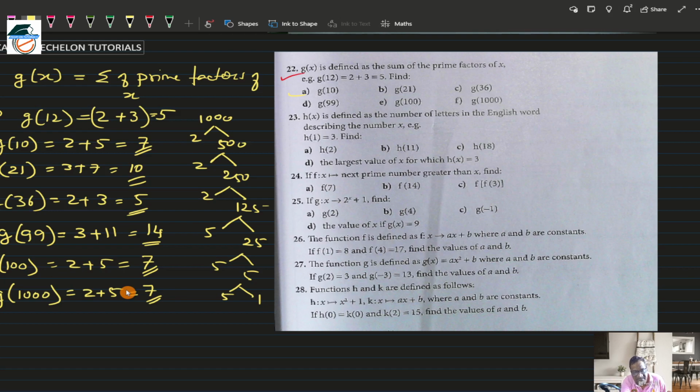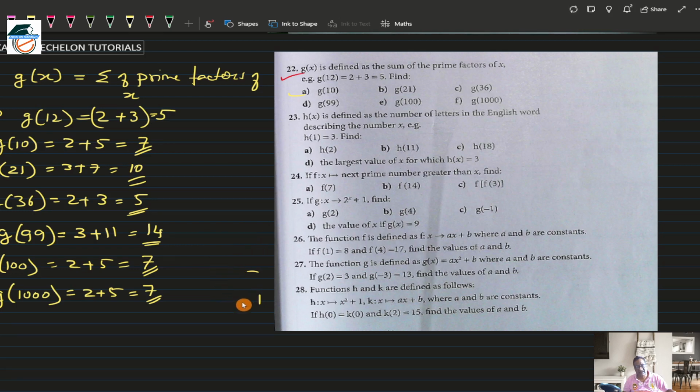22A is 7, that's correct, and B is 10, that's correct. C is 5, that's correct. D is 14, that's correct, and E is 7, that's again correct, and F is also 7, that's correct. Okay, so perfect so far. So that was question number 22. Now quickly let us move on to question number 23.